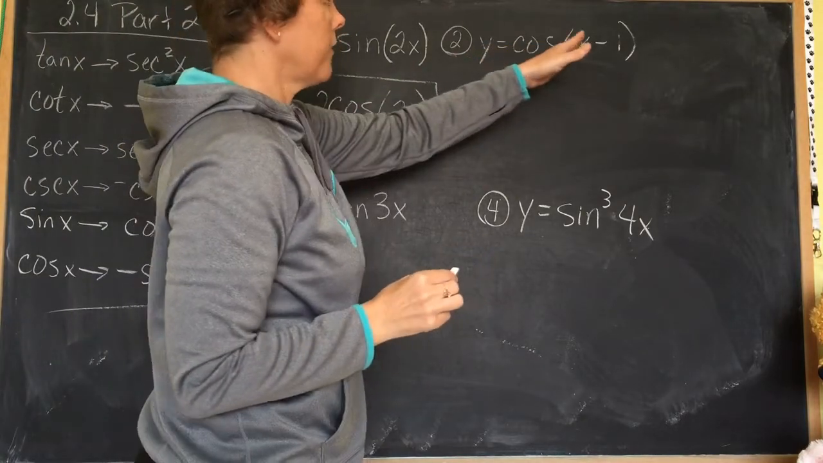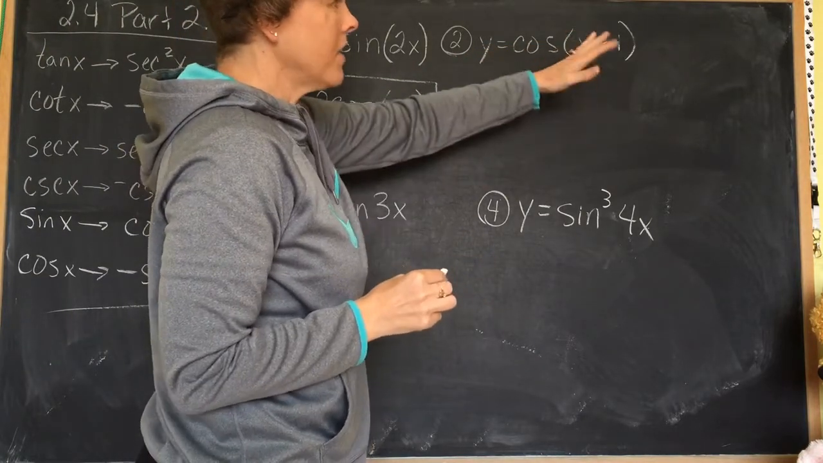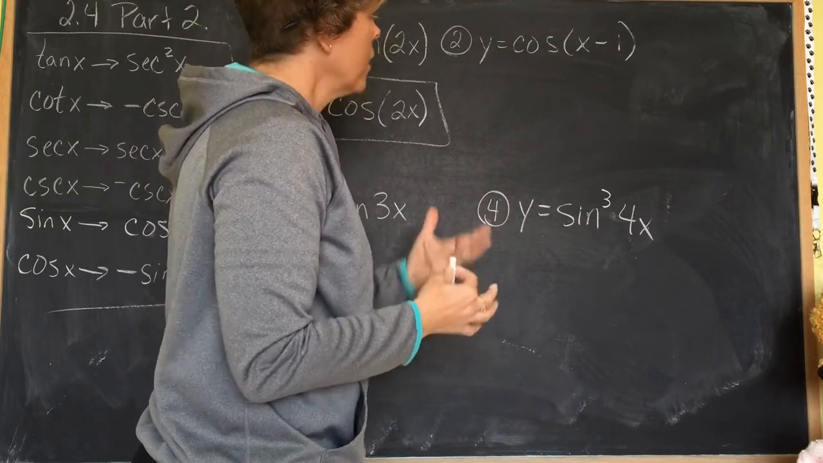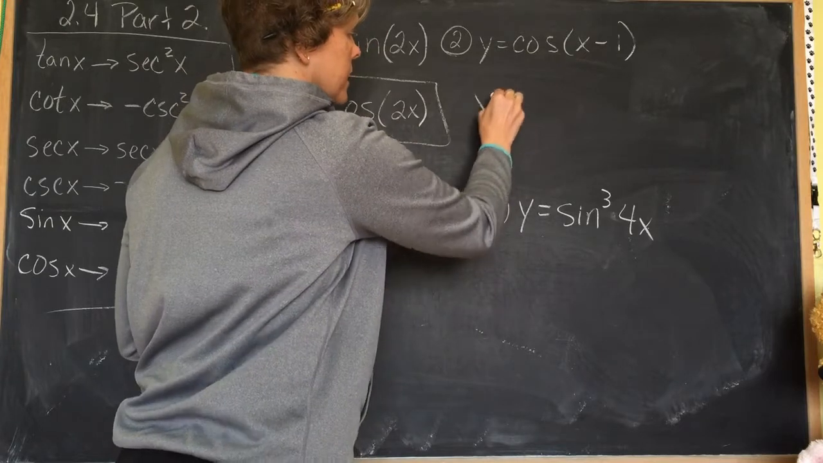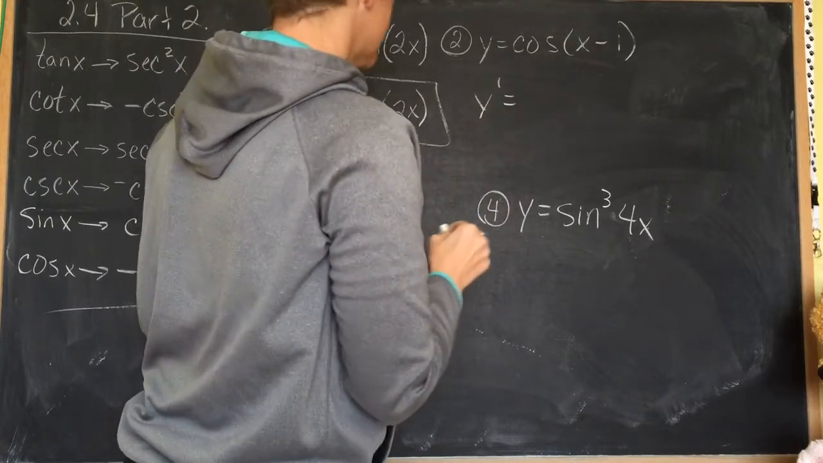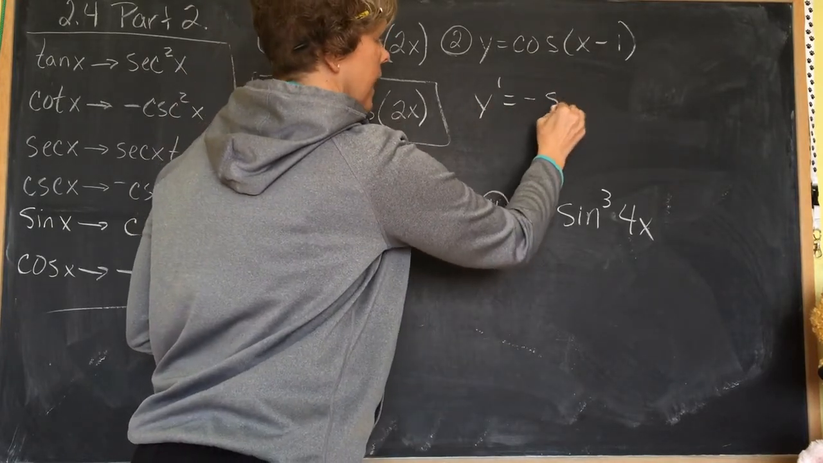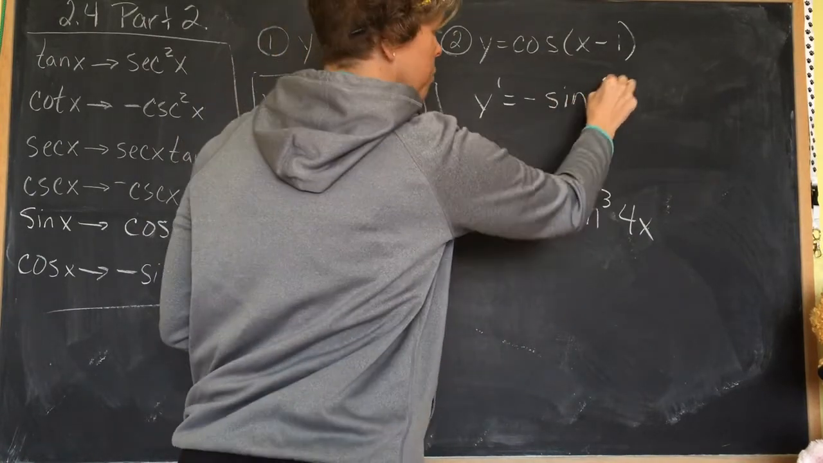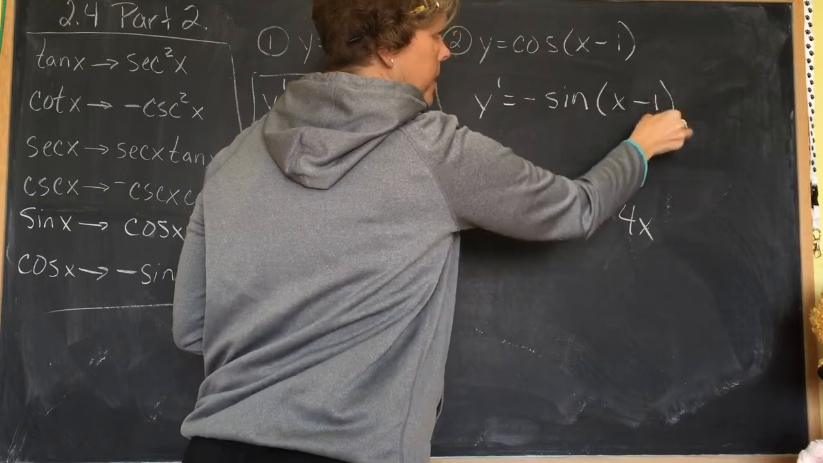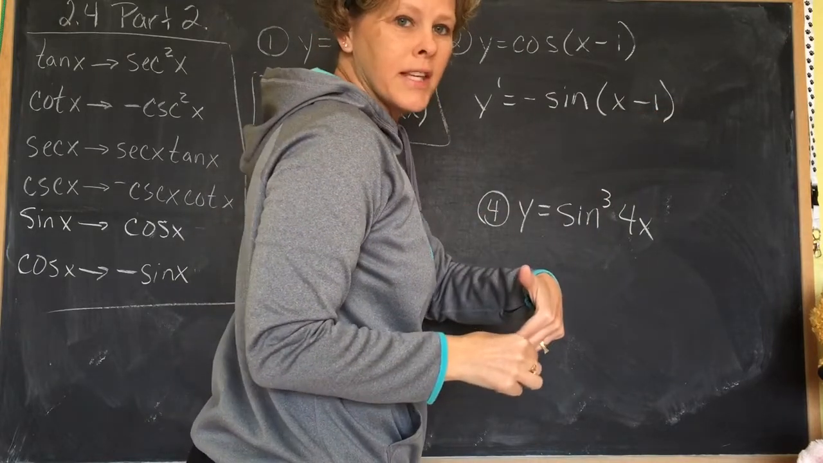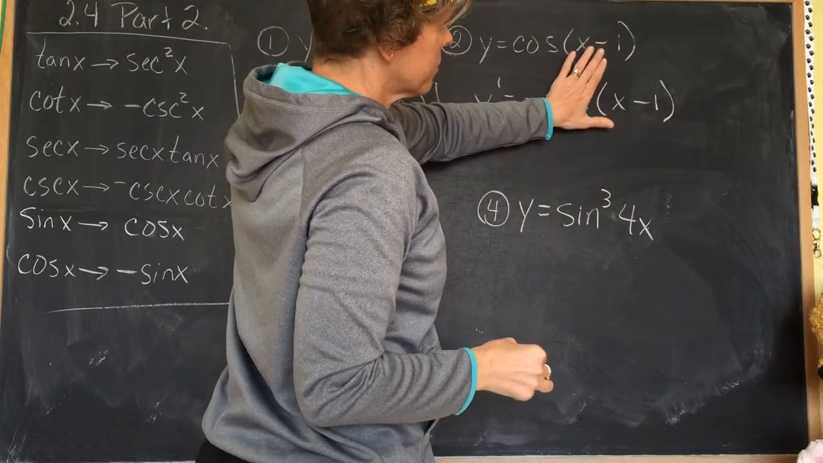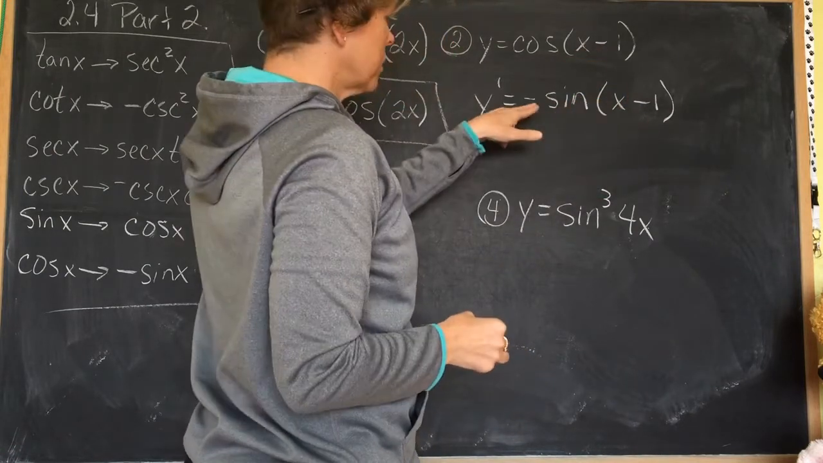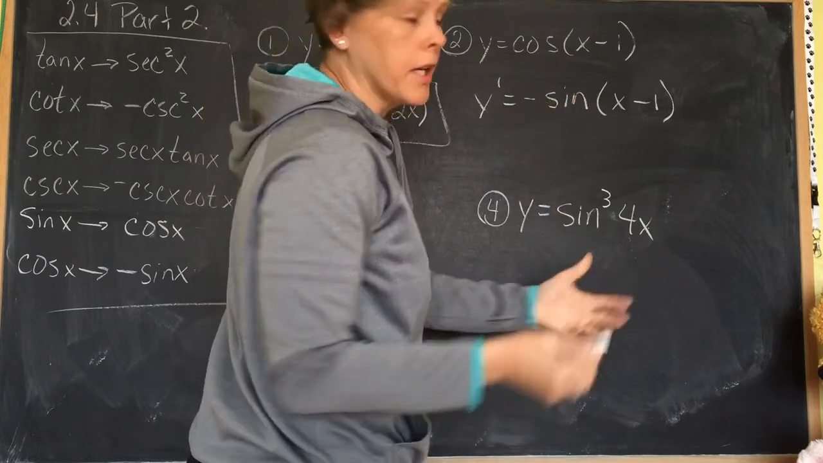Let's look at number 2. I have cosine of x minus 1. It's nice because x minus 1 is already in parentheses, so that's already my argument. That's not going to change. When I take the derivative, cosine is negative sine. Don't change the argument. It was x minus 1. Keep it x minus 1. Now take the derivative of the inside of the argument. What's the derivative of x minus 1? Just 1. So multiply it by 1, and it doesn't really change anything.